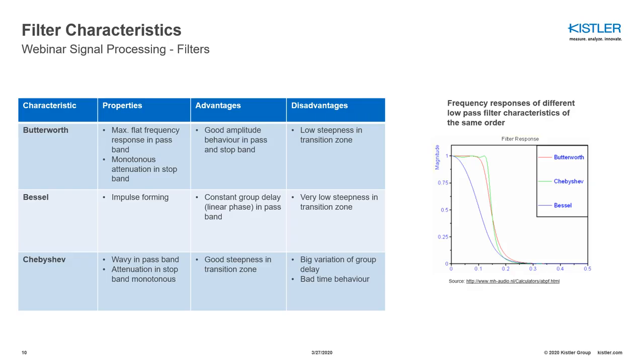Last but not least, the Chebyshev characteristic. The properties here are a very wavy behavior in the passband. You can clearly see this if you have a look at the green characteristic. It is very wavy in the passband, and it has an attenuation in the stopband which is monotonic. The advantage of this characteristic is a good steepness in the transition zone. You can clearly see this. The Chebyshev characteristic, which is the green line, is the steepest characteristic of the three.